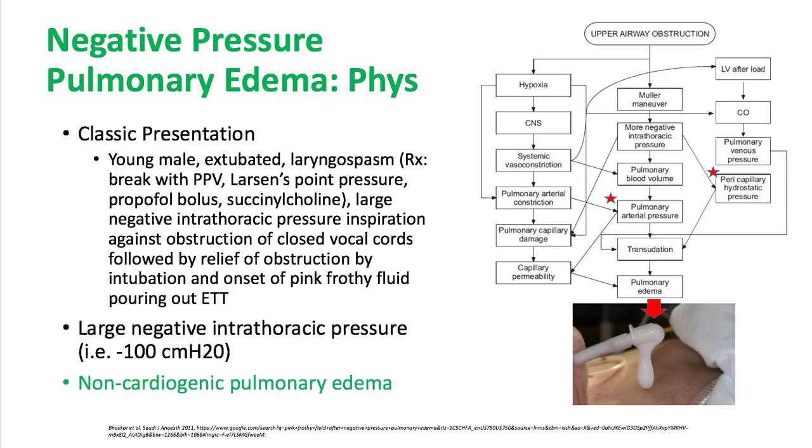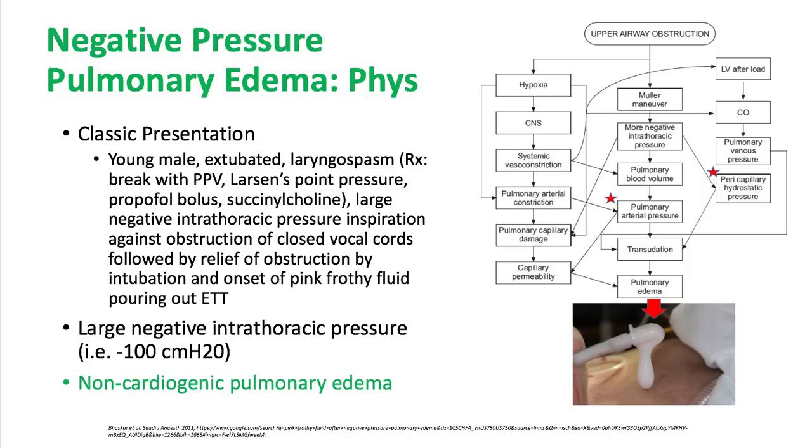The large negative intrathoracic pressure during attempted inspiration against the obstructed closed vocal cords, the laryngospasm vocal cords, results in a high transmural pressure that I like to think of as just like sucking fluid into the alveolus. And when you relieve the obstruction, you tube them, finally get an endotracheal tube down, suddenly pink frothy fluid comes pouring out. And the picture at the bottom right is an example of that pink frothy fluid that just fills the endotracheal tube.